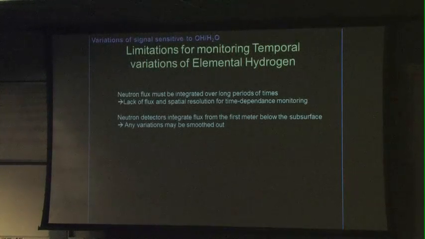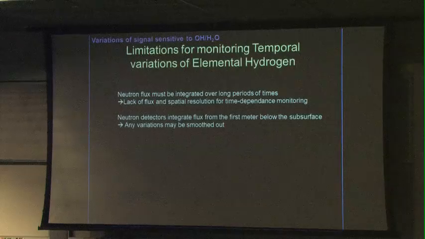Well, I talked a lot about limitations in the near-infrared. There are also positive aspects, but limitations also exist with other measurements, such as the elemental hydrogen. For example, I'm not aware of any investigations of temporal variations of elemental hydrogen, and it's maybe simply because it's not possible. The neutron flux is so low that we have to integrate over a very long period of time in order to acquire enough signal. And furthermore, neutron flux is integrated over 1 meter below the surface, and this large distance may be enough to smooth out any diurnal variations.